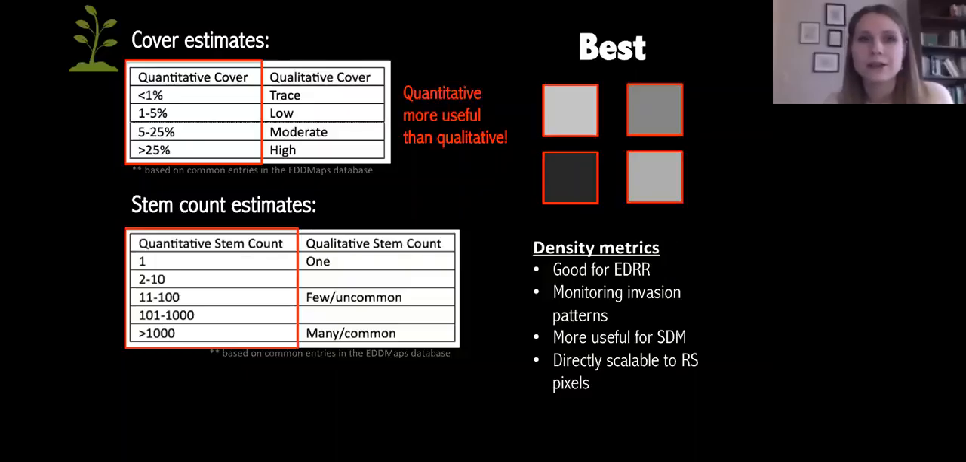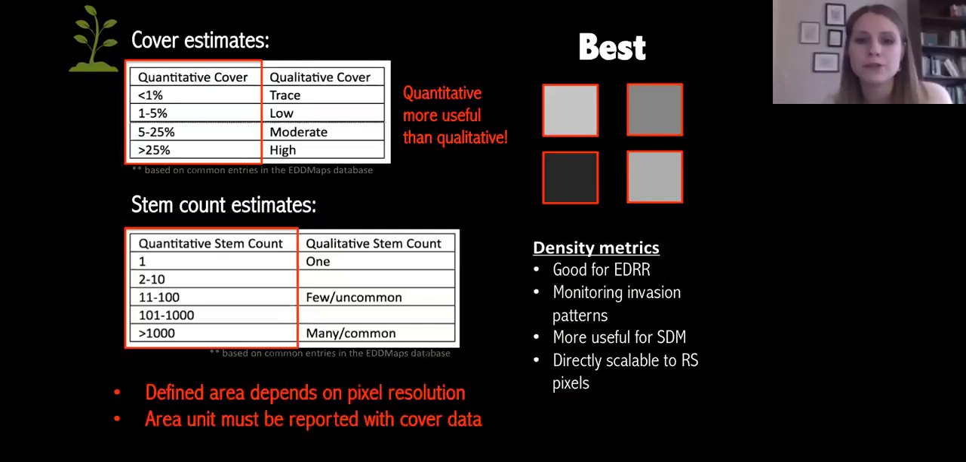For plants, again, cover and stem count are probably the two most useful metrics. And these are going to depend on the area you're measuring them over, and that area should be reported with your cover data. So if you're surveying over a 30-meter pixel, it needs to be made clear somewhere in the metadata or in the source information that this 1% cover is relative to a 30-meter pixel.